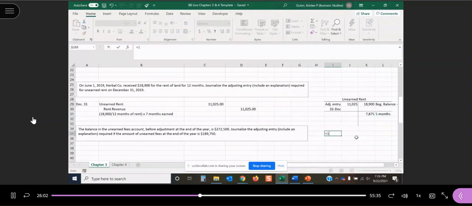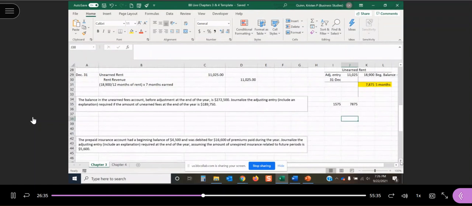And we can kind of double check our math here. If we did 18,900 divided by 12 months, we earn 1,575 per month times 5. Tells me how many months I still owe. So I'm reducing my liability. So when I put my financial statements together, it's not going to show that I owe anybody $18,900 in services. It's only going to show that I owe them $7,875. So that updating process that we do.